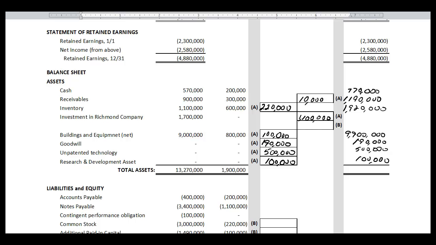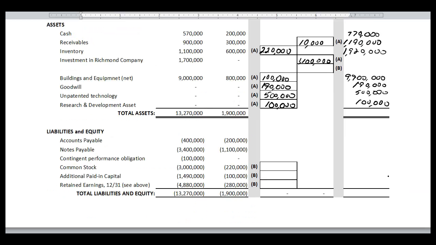Now, I haven't eliminated it fully, have I? I still need to make a credit. Well, what do I have to do over here on these equity accounts? Well, the fact is, what am I doing? I'm buying the stock. Miller is buying the stock of Richmond, so I need to get rid of those equity balances, don't I? $220,000 on the common stock, $100,000 on the PIC. PIC, paid in capital. You'll hear that in practice quite often. And eliminate the retained earnings, $280,000.